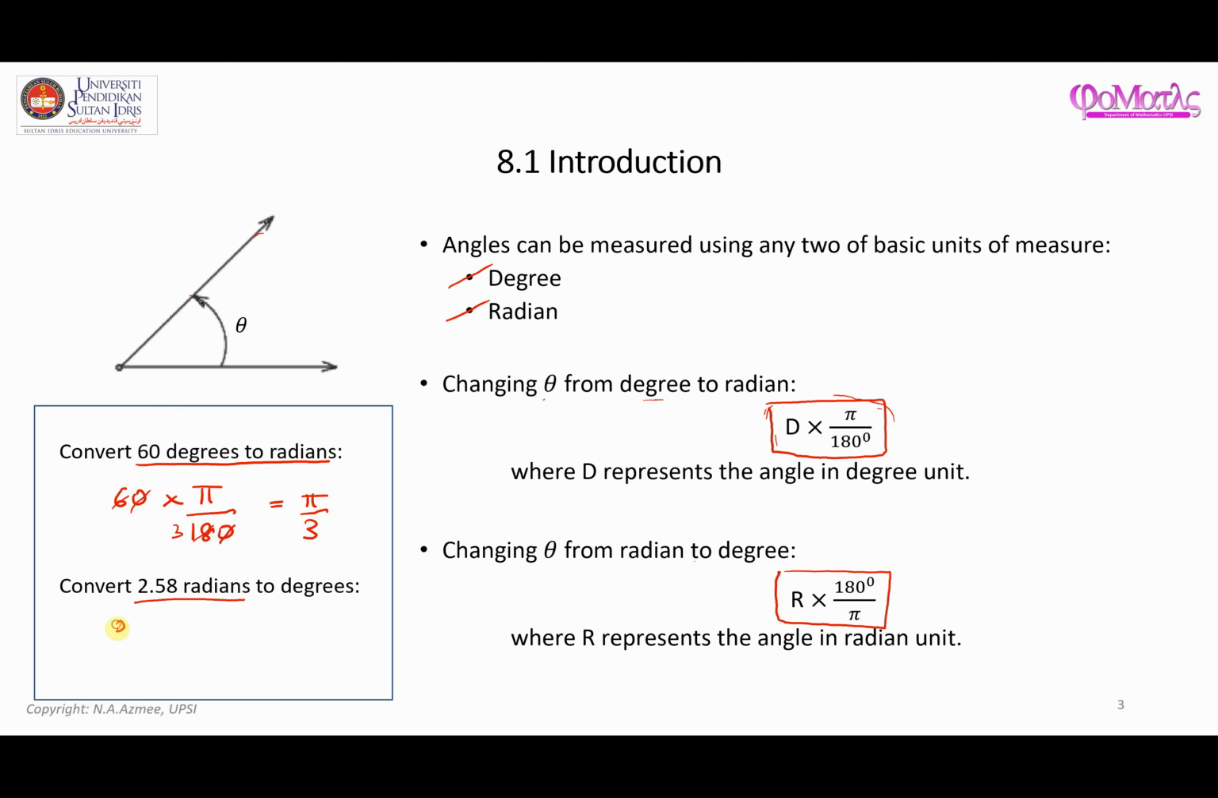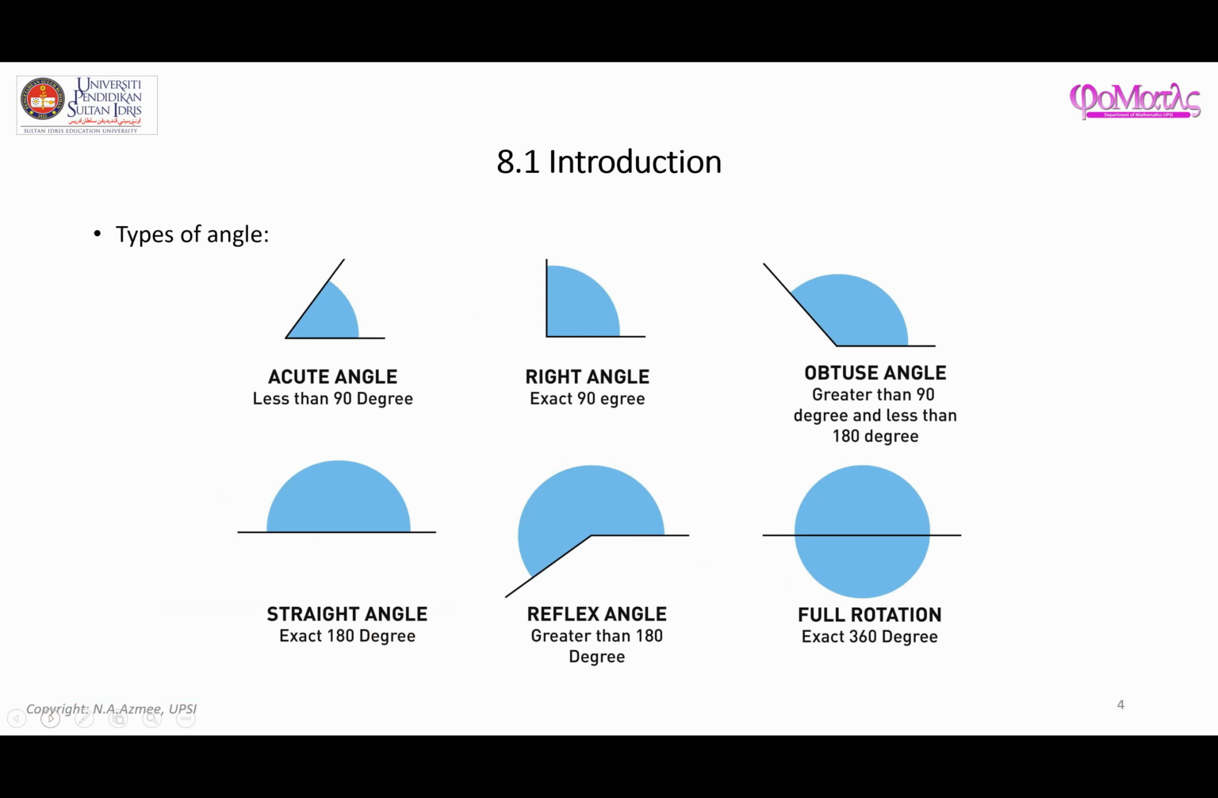Now convert 2.58 radians to degrees. This will be 2.58 times 180 degrees over pi, and the answer is about 147.82 degrees. This is quite straightforward. Right, let's move on to the next slide.